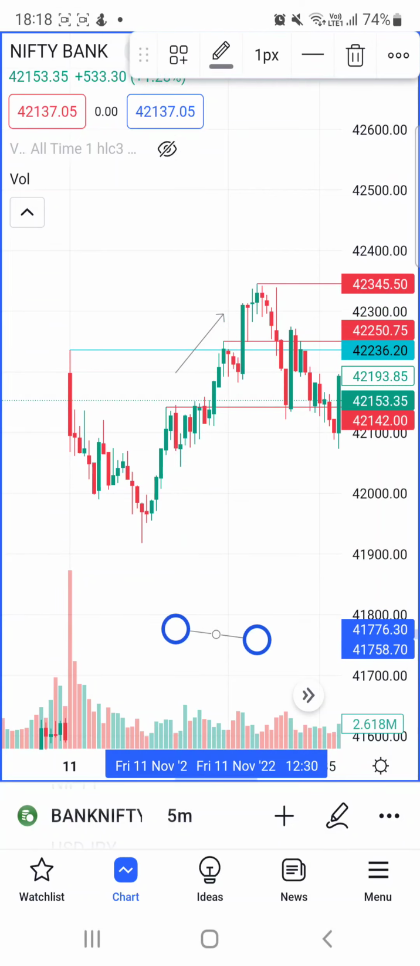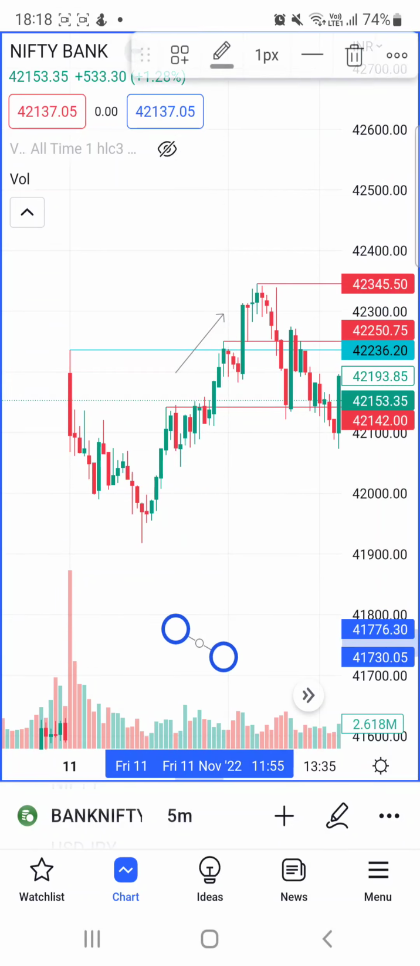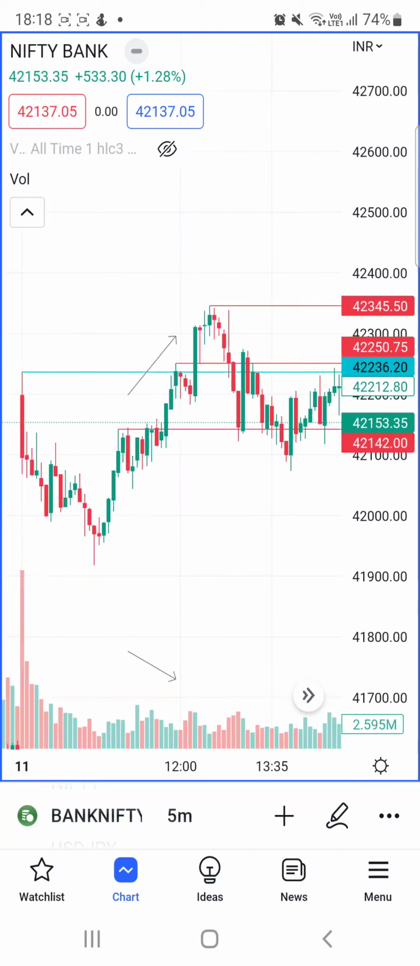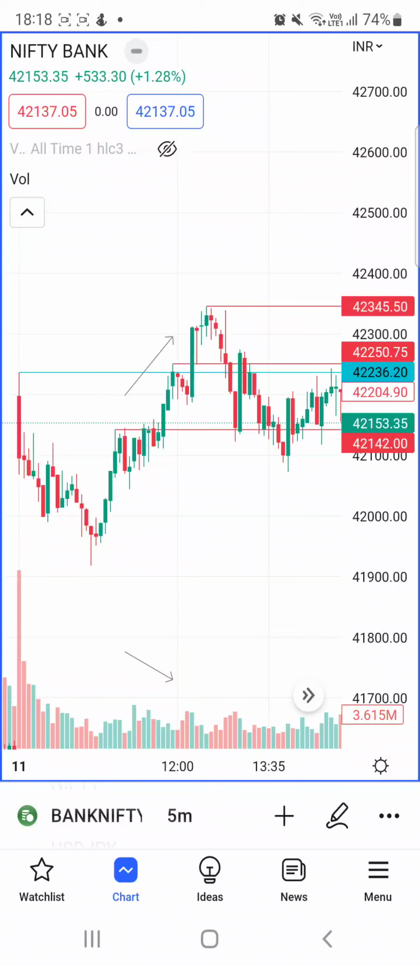It might not be clear to you unless I draw a vertical line, but to make things easy for you, I'm just indicating in terms of arrows. So another higher high is created, whereas there is divergence in terms of volume. Now that is second degree divergence in terms of volume.